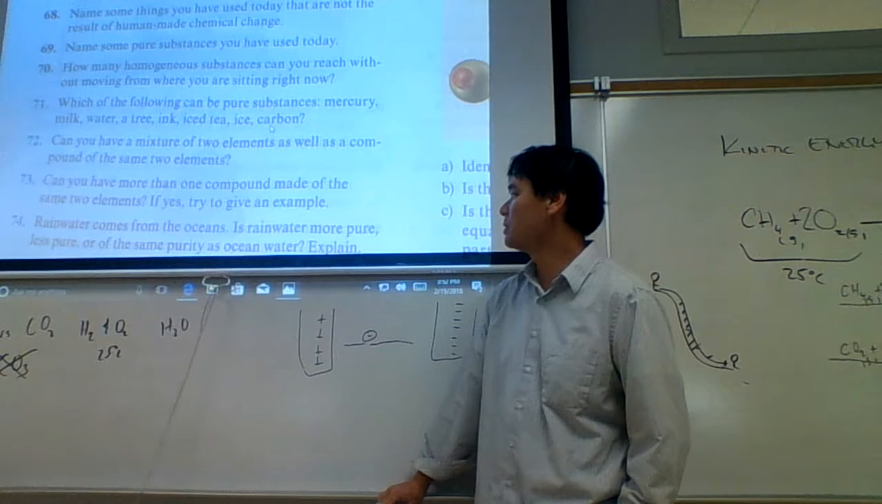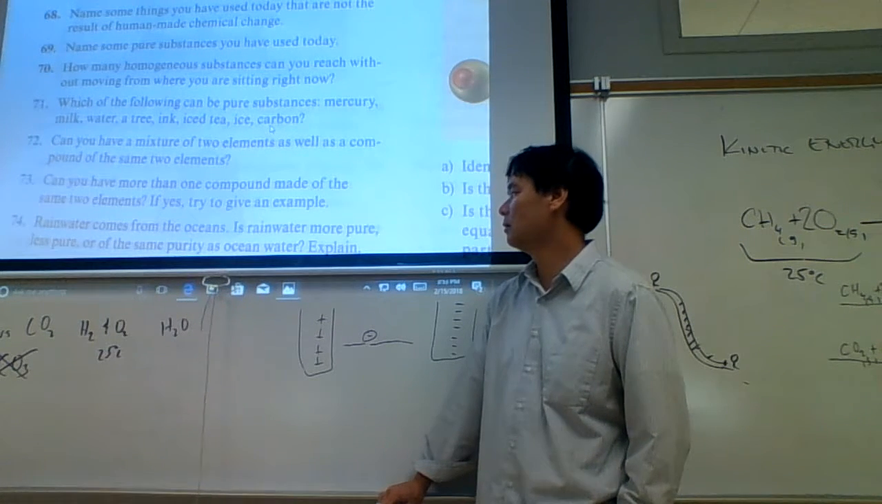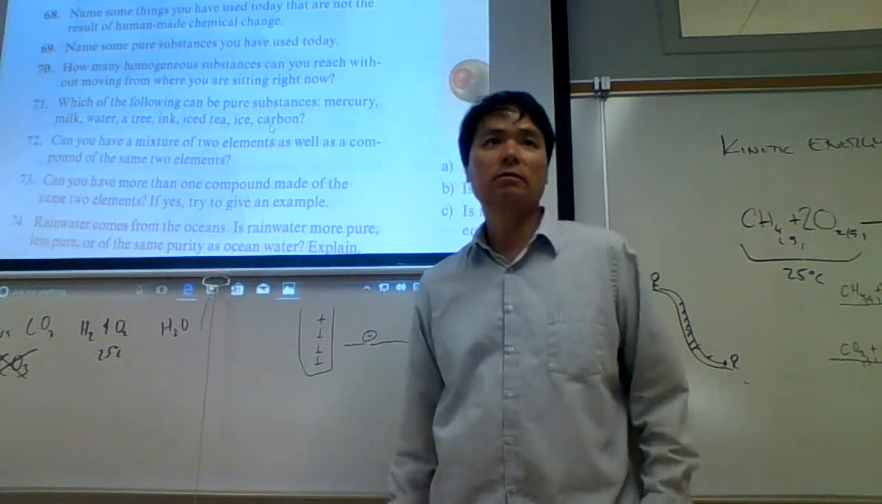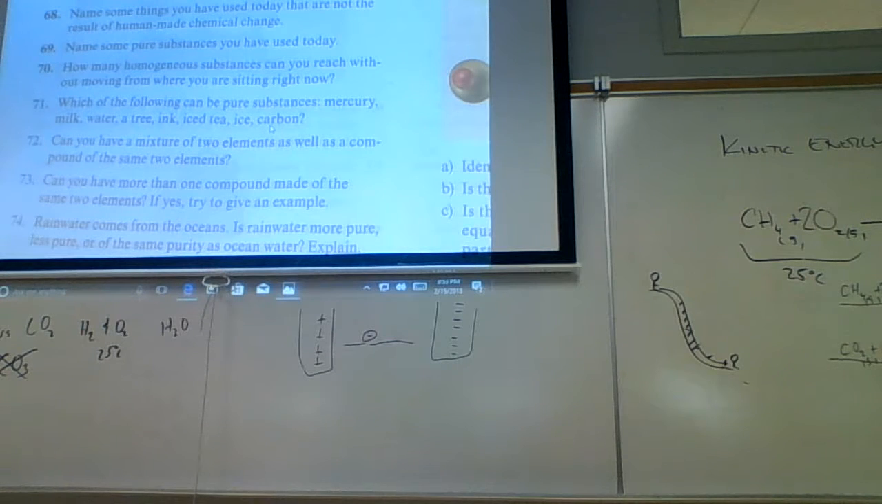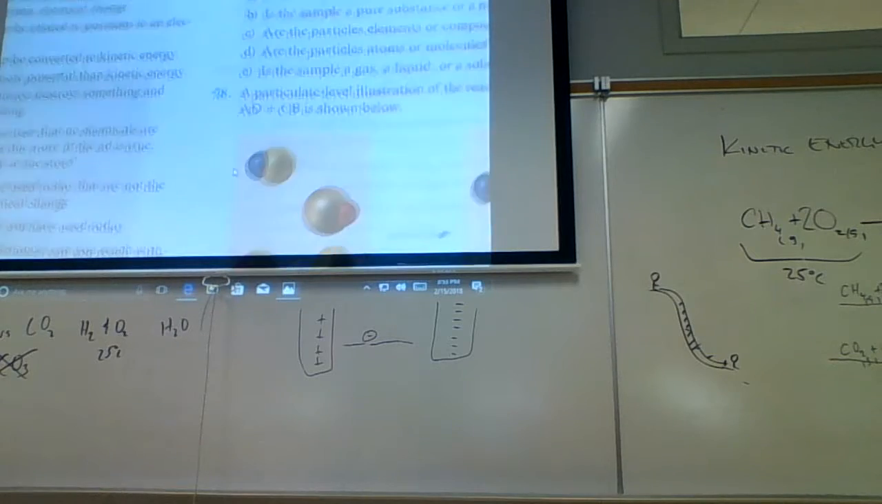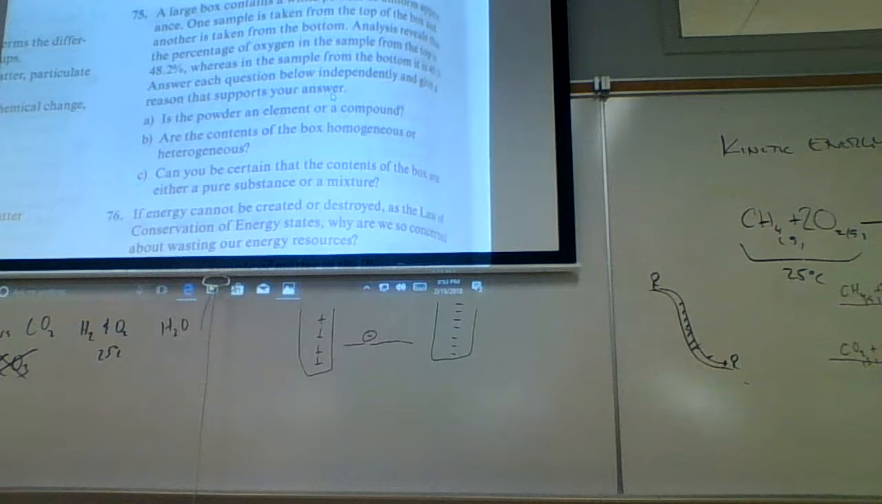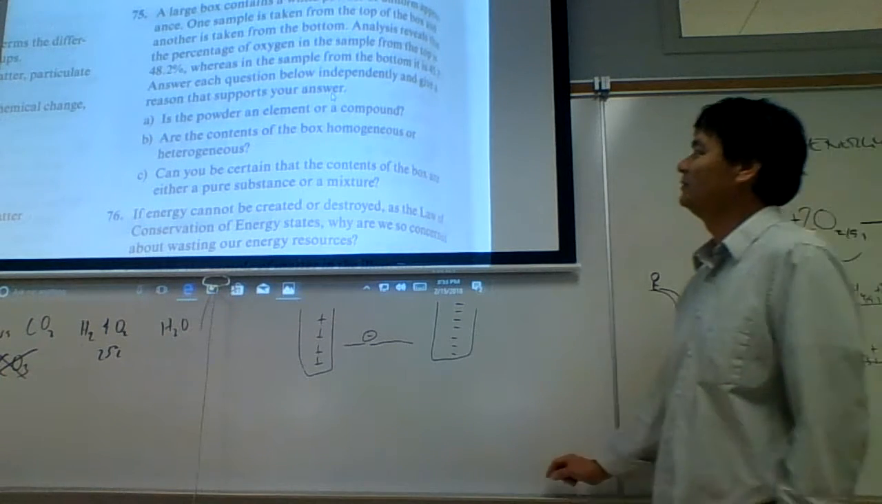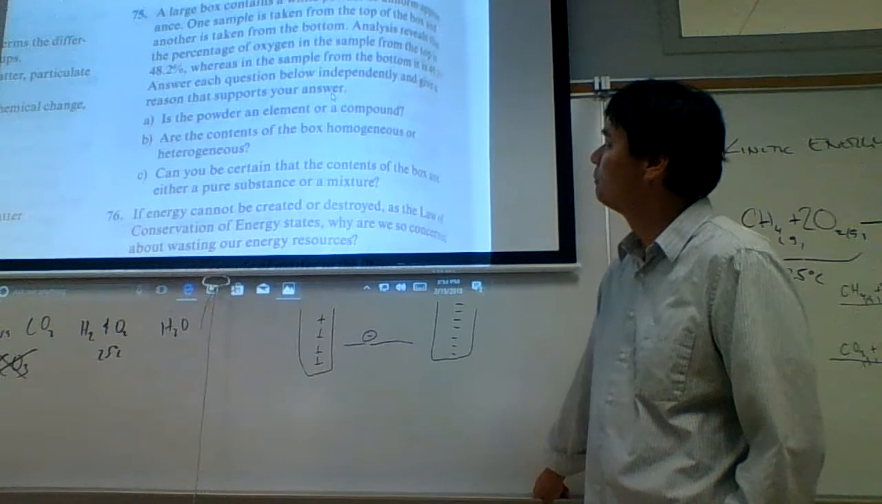Rainwater comes from the oceans. Is rainwater more pure or less pure, or the same purity as ocean water? Purer, more pure. Distilled. It's like distilled, right? Distilled water. Rainwater you can drink, unless it's black rainwater that is contaminated with soot or radioactive debris, etc. And so don't drink.